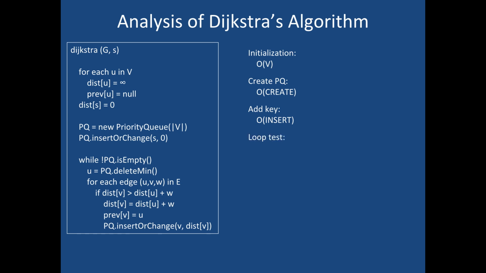Now, how many times do we do that loop test, while the priority queue is not empty? I've heard an E and I heard a V. Think about that loop. Every time through the loop, the queue's not empty and something comes off the queue. Since vertices can't ever go back on the queue, you can take every vertex off once at most. So that's V times the cost of that empty test, which we'll have to figure out later.